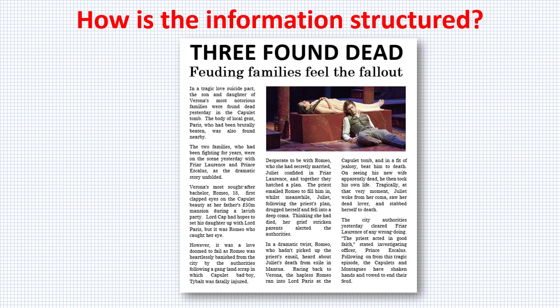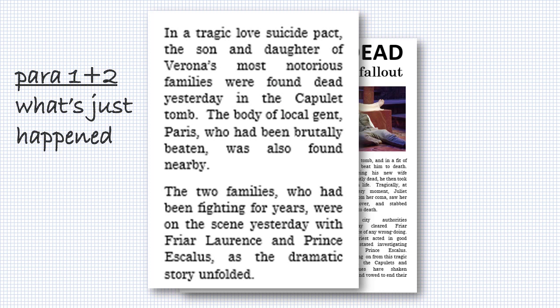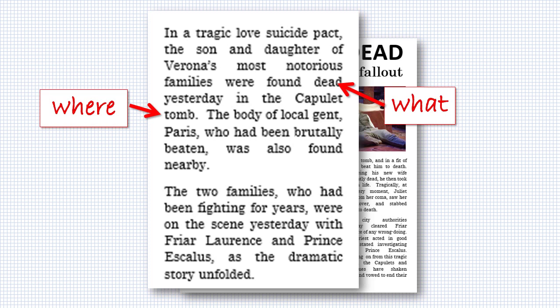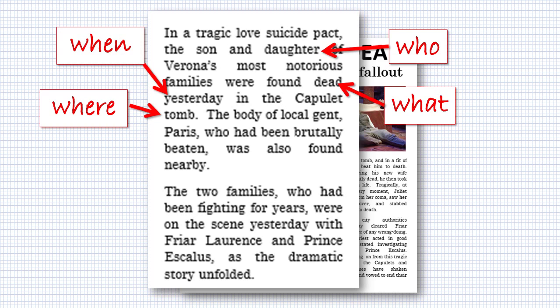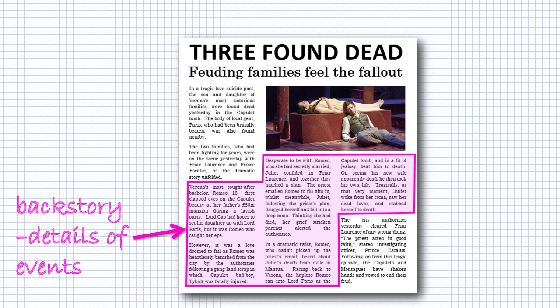And one last thing that might be worth looking at is how the information is structured in the whole article. See how the first two paragraphs are about what has just happened. And in the first paragraph, we've got the answers to all of the what, the where, the who and the when questions. And then we get the backstory in paragraph 3, so we get all the details and the context.